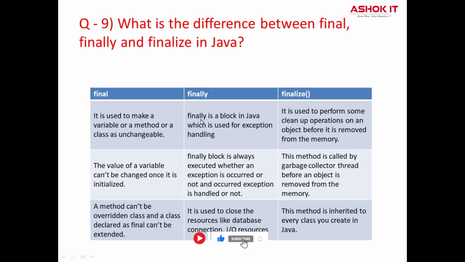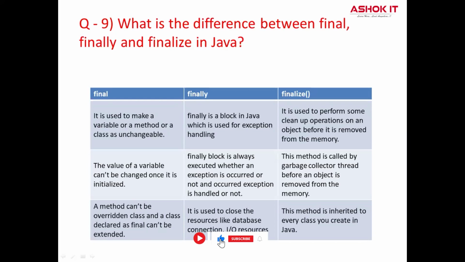And finally is a block in Java which is used for exception handling. This block is always executed, whether the exception is handled or not. And finalize is used to perform some cleanup operations on an object before it is removed from memory, such as closing files, IO connections, and database connections. All those activities are performed before that object is removed from memory.